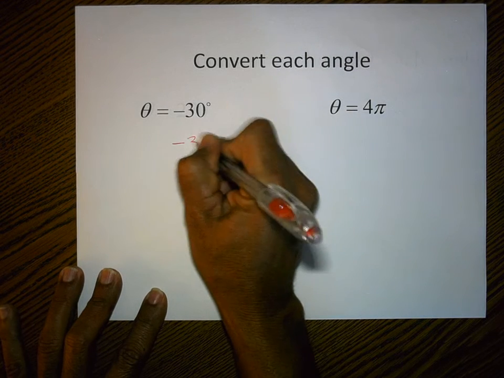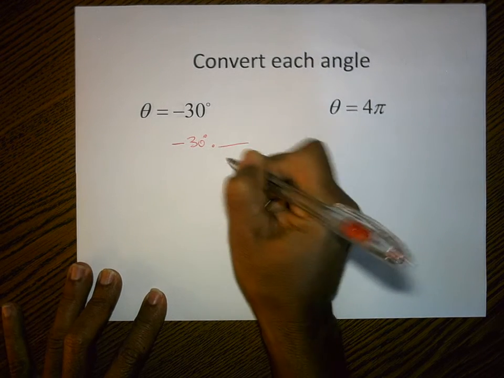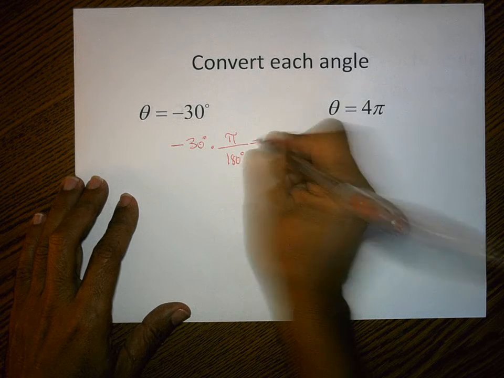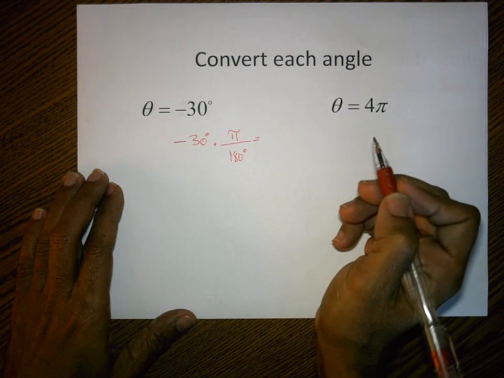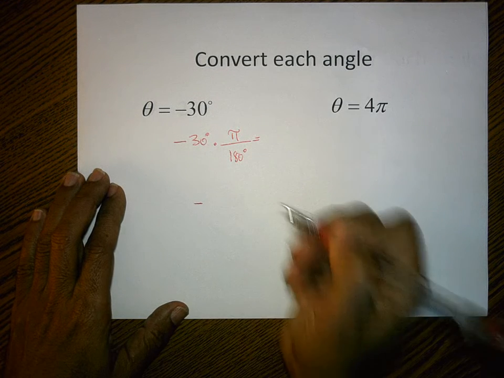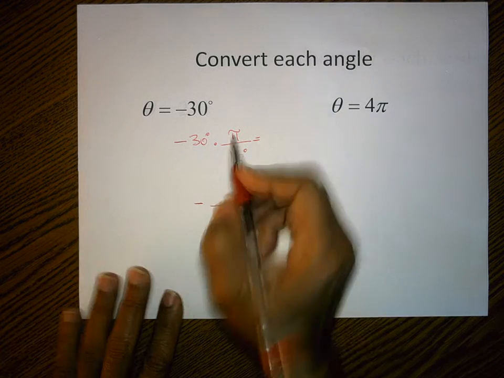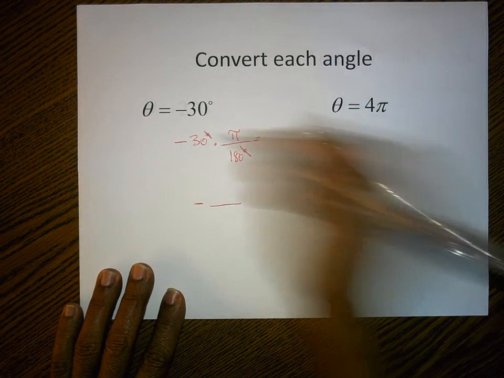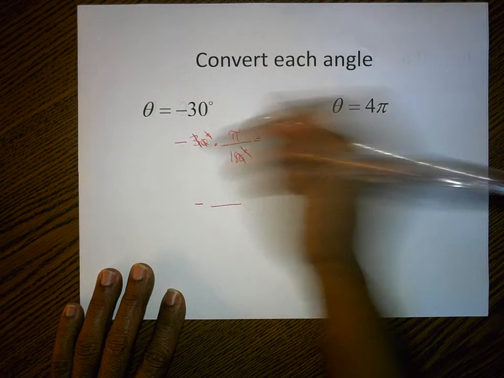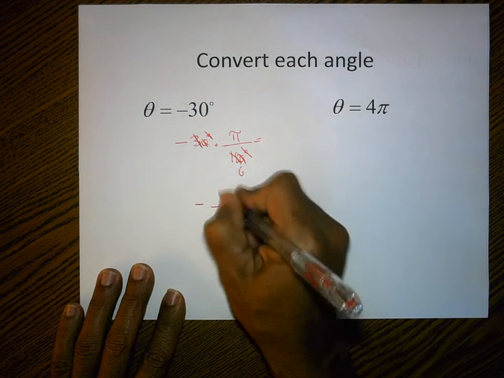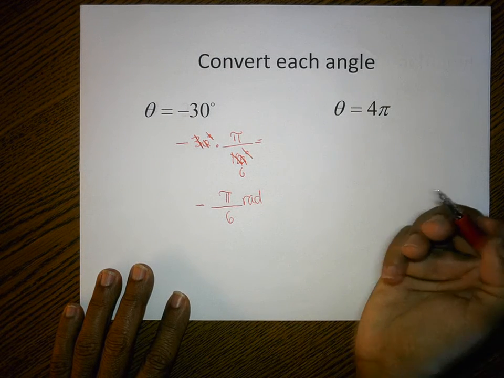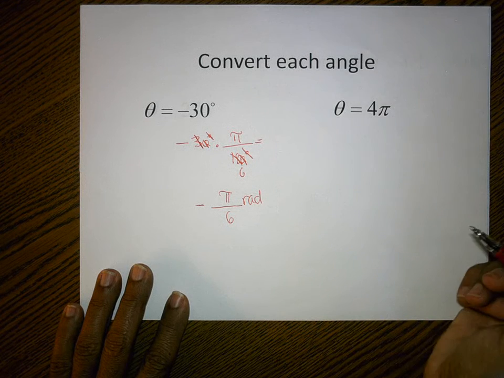So negative 30 degrees times, I want the degrees to go away, so I'm going to put it down here on the bottom, and then the pi on the top, because we want to end up with pi radians in our answer, okay? So remember, you have a negative times a positive, so our final answer will be negative. So we reduce the units, no more degrees. We can reduce by tens, and then we reduce by threes, and you get 6. So negative pi over 6 radians, because that's the correct way you see in textbooks, okay?